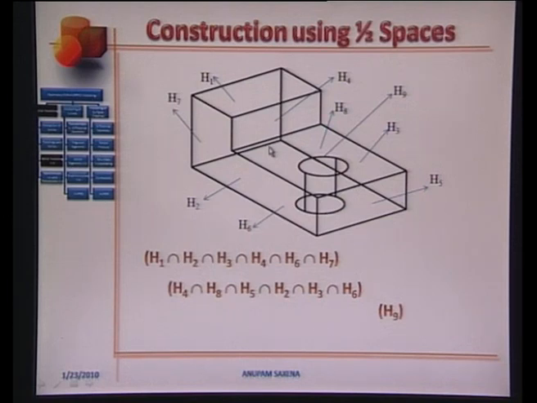So the L bracket is a union of these two blocks, or an addition of these two blocks, and the cylindrical half plane subtracted from the result.